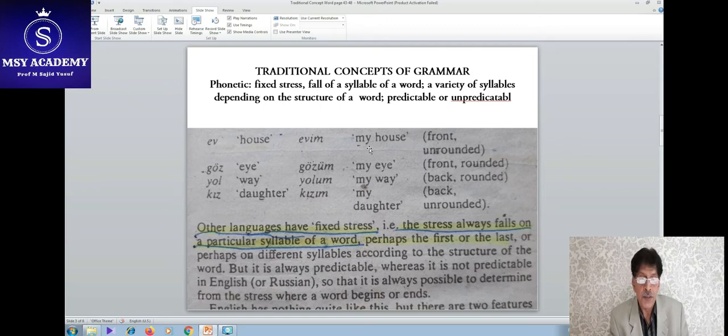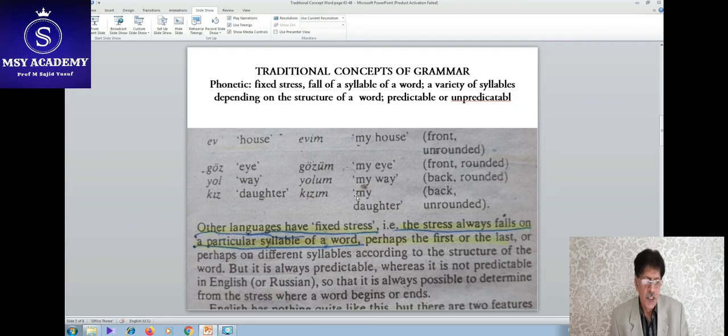My house, my eye, my daughter. So this is about the stress pattern, whether you put the stress on the first or on the last word.